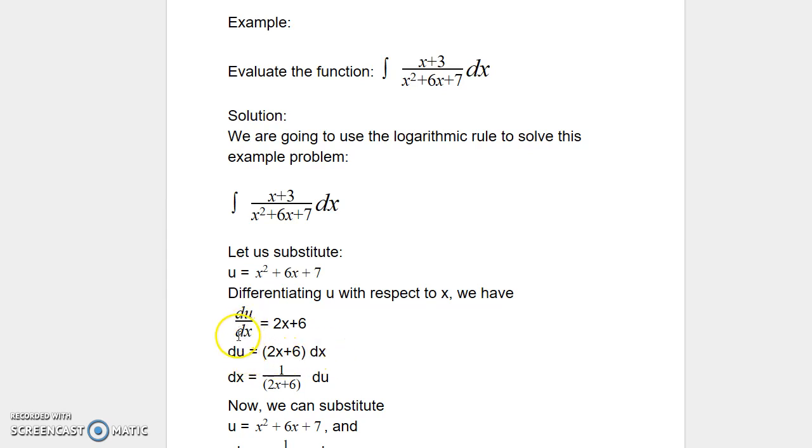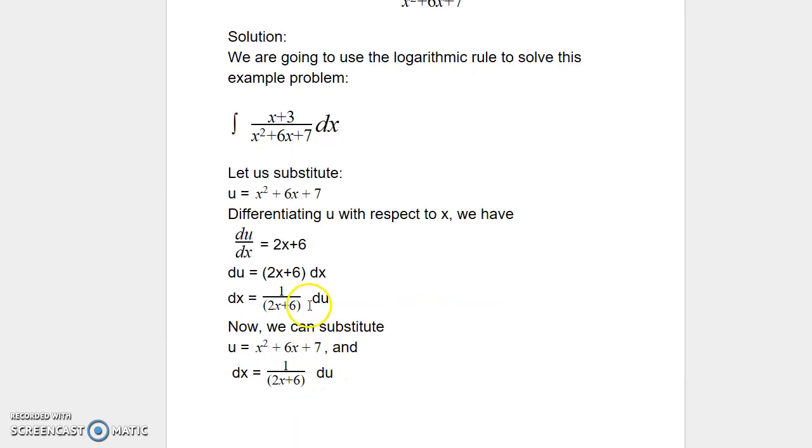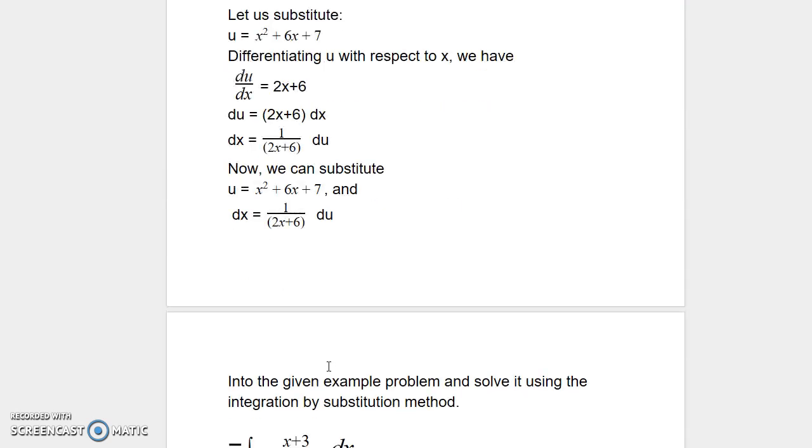So the dx in the denominator, I brought it to the side of the expression 2x plus 6 here. If we want to express it in terms of dx, we can write dx is equal to 1 over 2x plus 6 du. Now, we can substitute u as equal to x squared plus 6x plus 7 and dx as equal to 1 over 2x plus 6 du into the given example problem, and then use the rules of integration and solve this example problem.